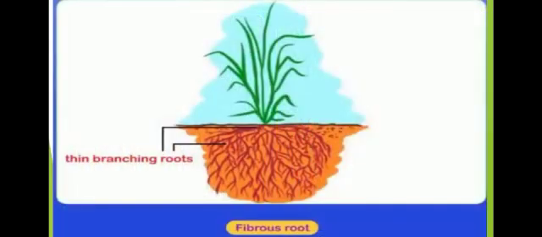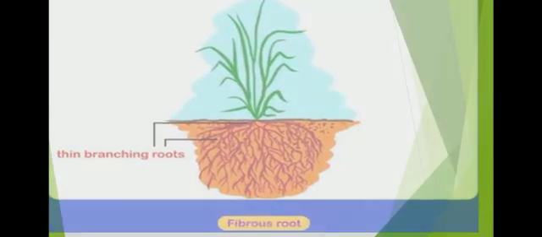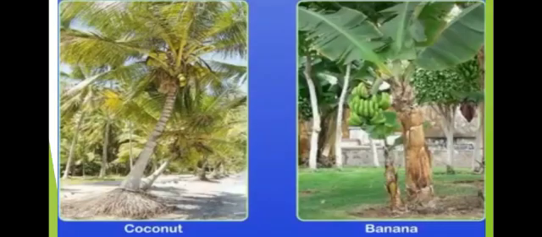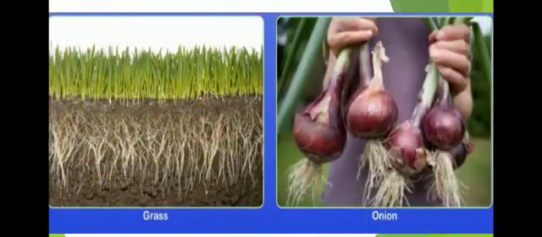Then fibrous root. Fibrous root consists of many thin roots of different sizes. They grow from the base of the stem and all of them are clustered together. They do not go deep into the soil. Plants such as grass, lemon, coconut, banana, onion and wheat have fibrous roots.